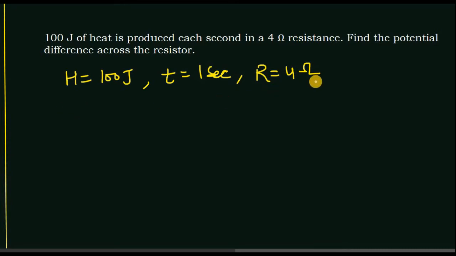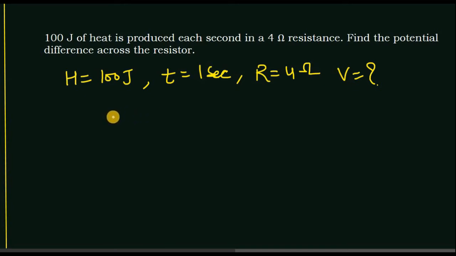Now we have to find out the potential difference, V. We have H, we have T, we have R, and we want V. I we are not having, and we do not have to find I, we have to find V. So we have to use all these values in one formula that we can use directly.